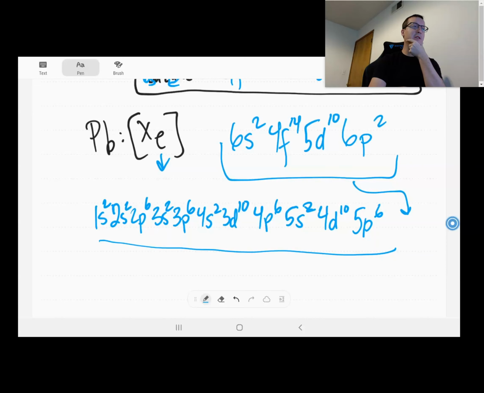By the way, just so we all know, noble gases are the far right elements. You know, helium, neon, argon, krypton, xenon, and radon. And oganesson.